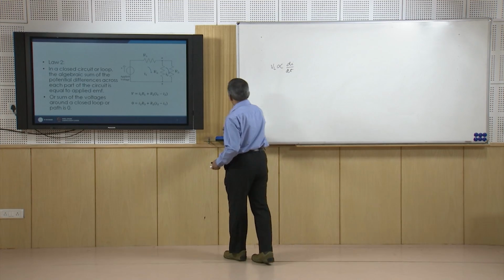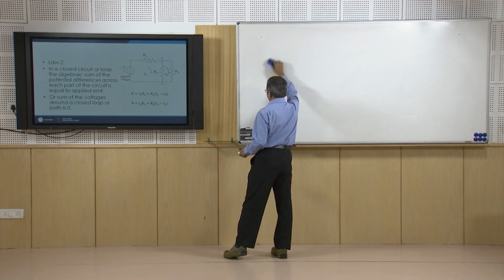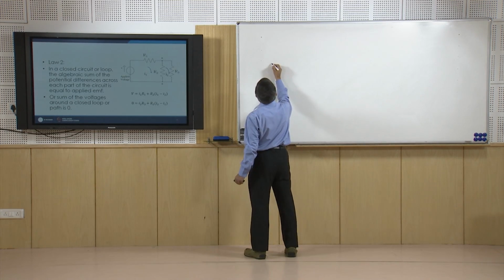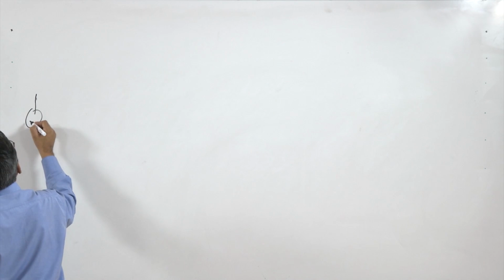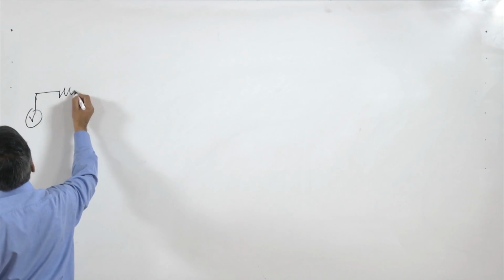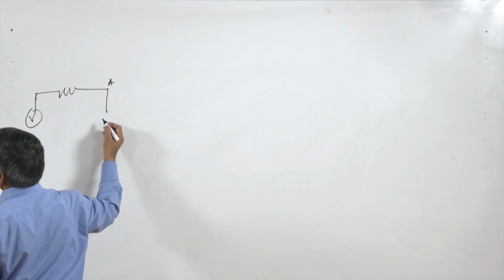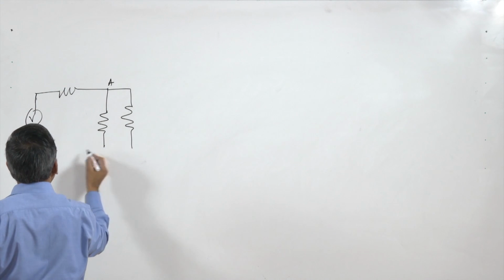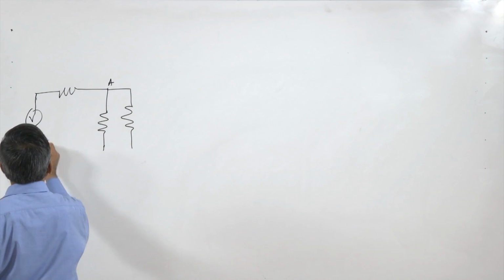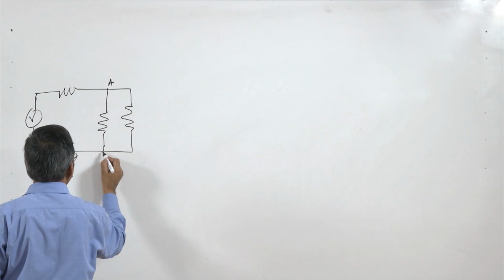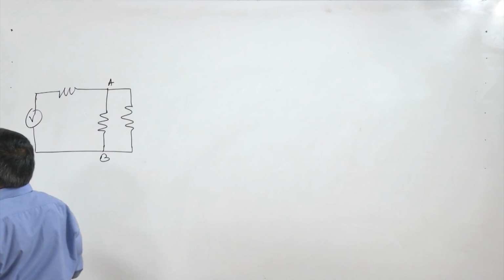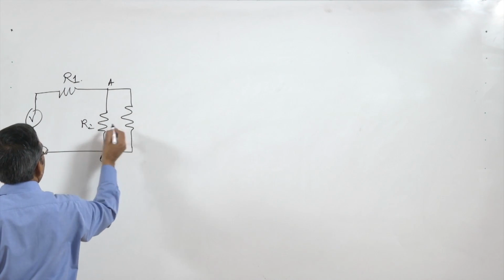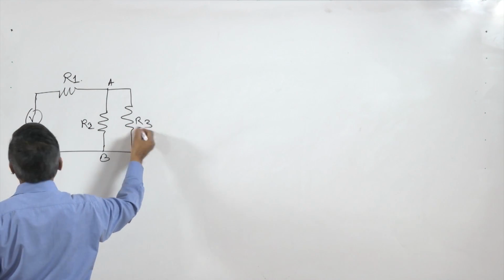So, here I can explain how we can write the expression for the circuit which we have considered. Say this is point A and here we have the two resistors, and say this is my end B and this is my end A. So, say this resistance is R1, this is R2 and this is R3.